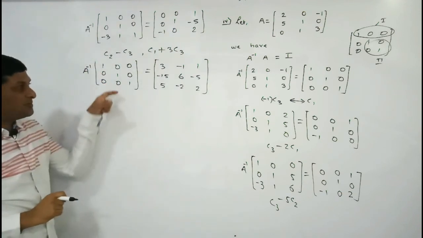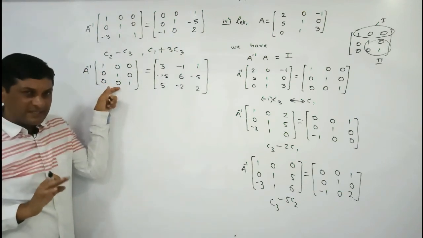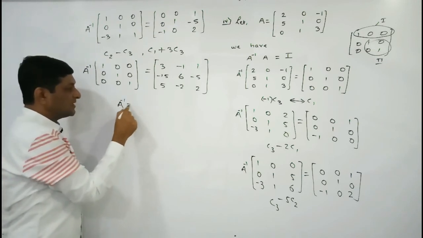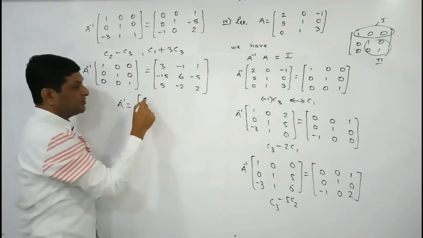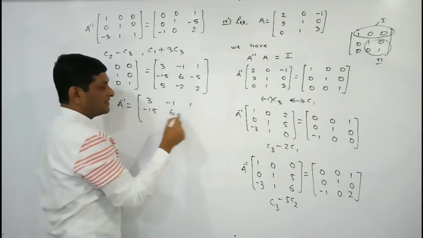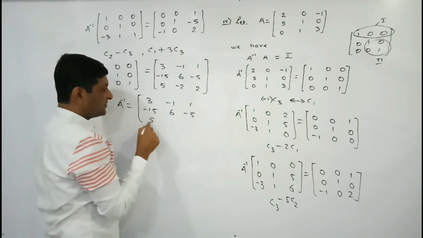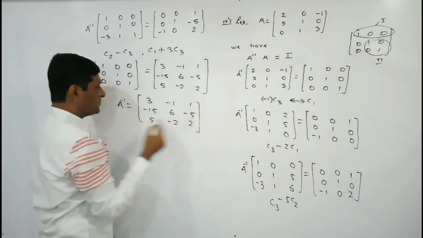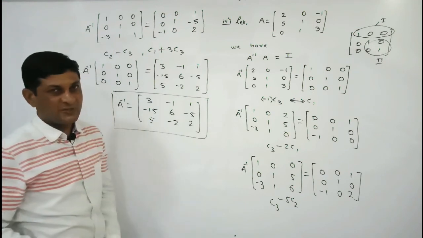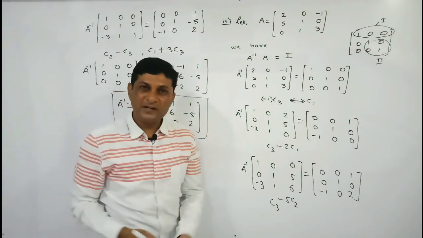So here we can observe that this matrix becomes identity. And identity into A inverse will be equal to what? A inverse. And on this side, whatever new matrix we have got here is our required inverse of this matrix. So in this way, we have got the inverse of a matrix applying what? Column transformation. In this way, we have completed this exercise.